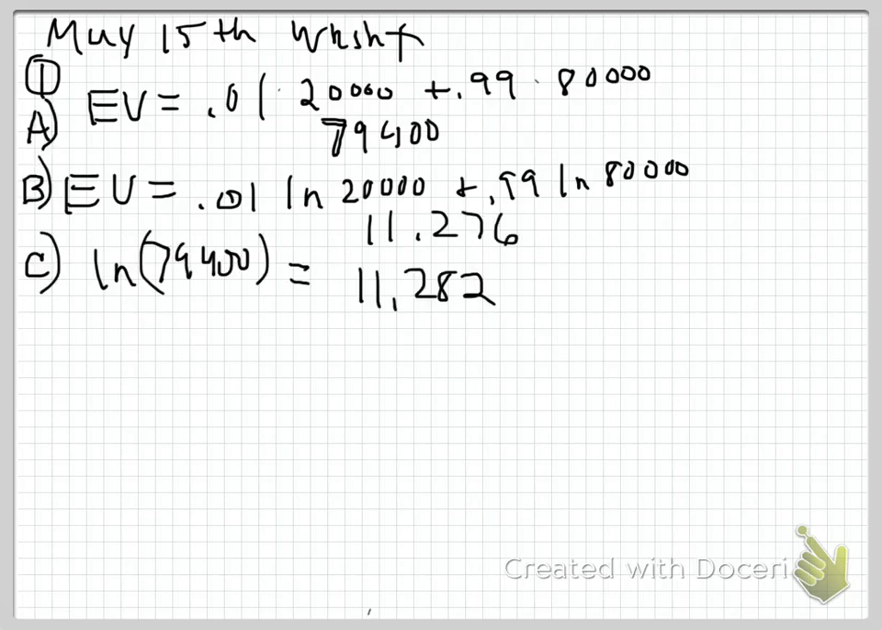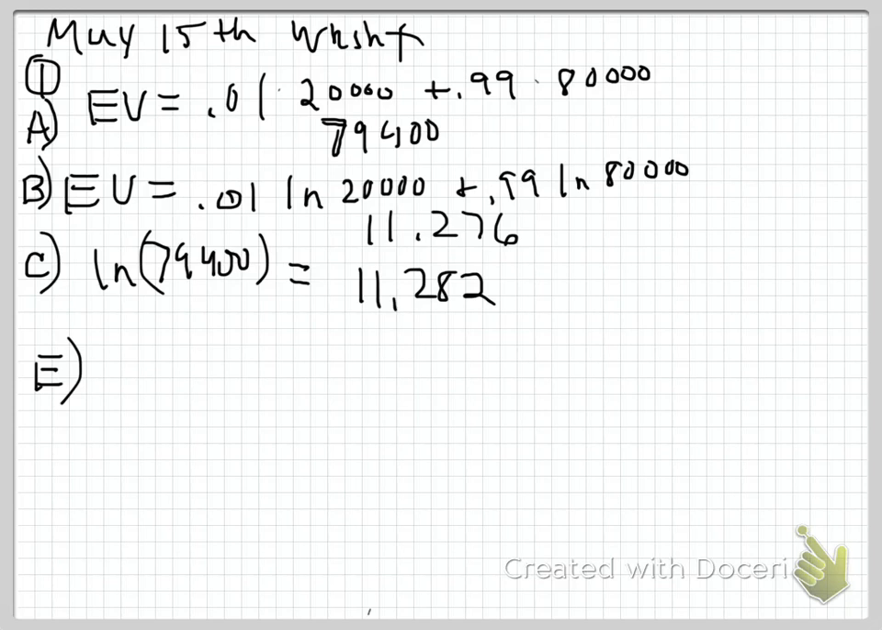Part C asks, if he received the value in Part A for sure, what's his utility? The utility therefore would be the log of that number. So the log of 79,400, which is 11.282. In other words, it's slightly above Part B, which means that he prefers having 79,400 for sure compared to facing the risk, which has the same expected value. That implies he's risk averse, and therefore he has a declining marginal utility of wealth. And that's Part D.